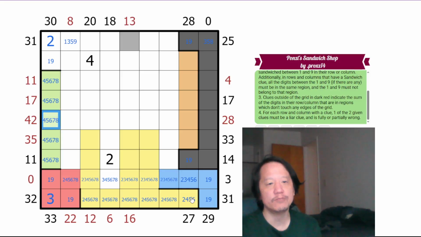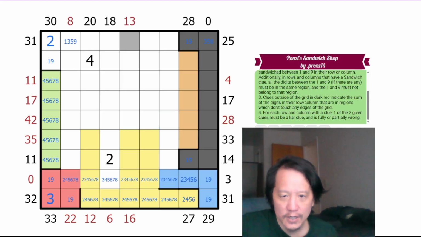This cannot be 1 or 2, which it would have to be for the digits inside of this row to not be in cells touching the edge of the grid, because you would have to have 1 or 2 here. You'd have to have 1 or 2 there. Therefore, 28 is the valid.